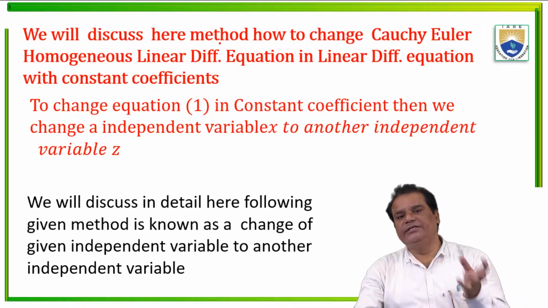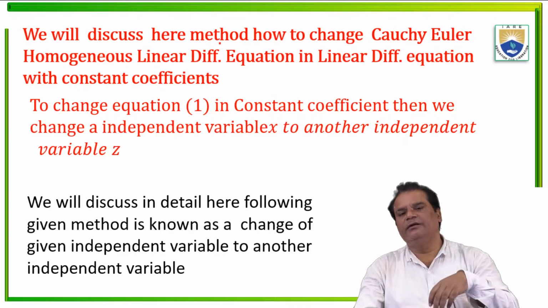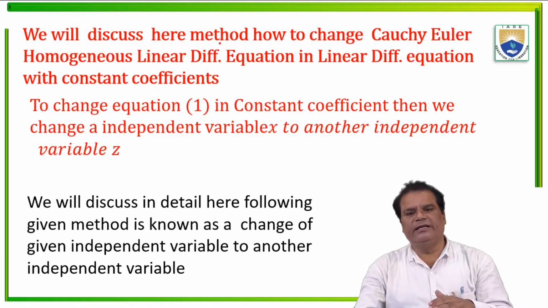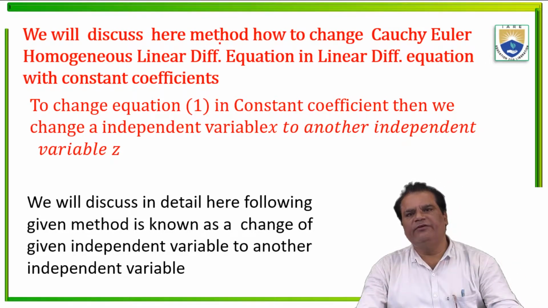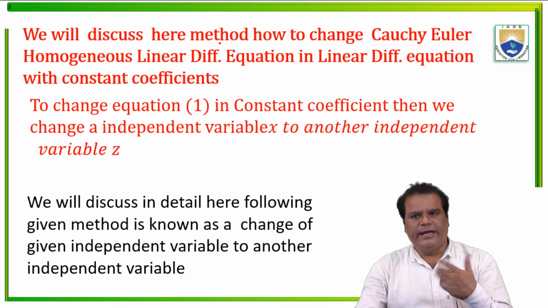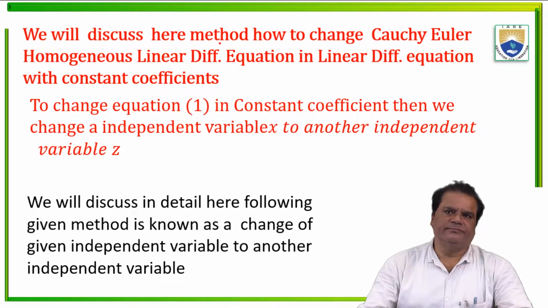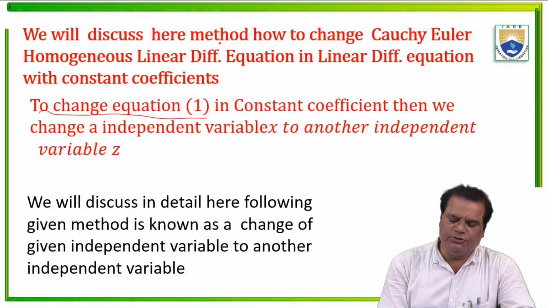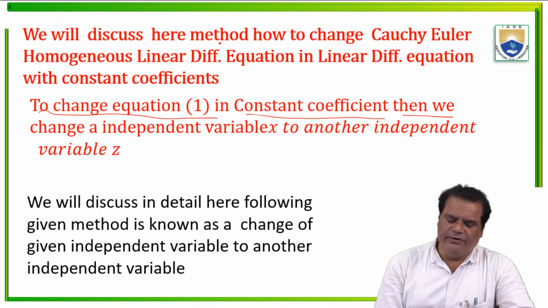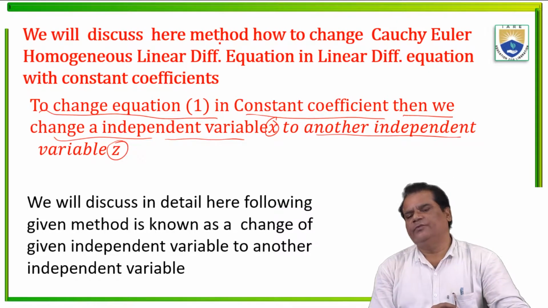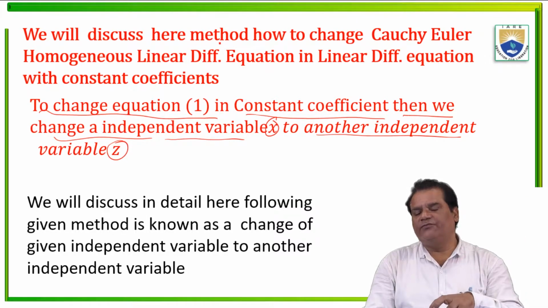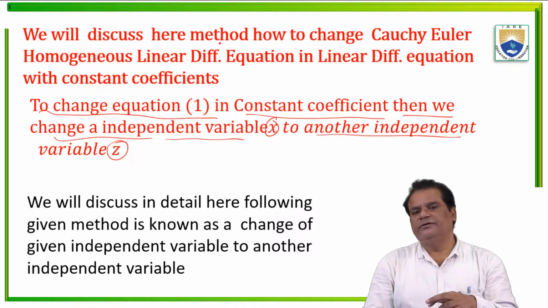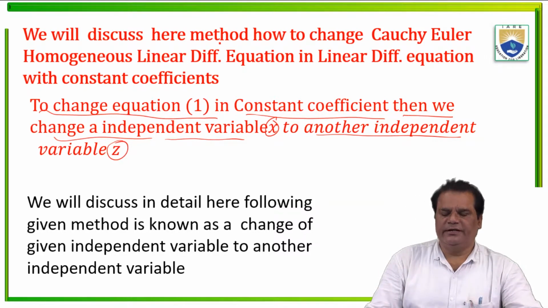The main motto is to change a homogeneous linear differential equation into a linear differential equation of nth order with constant coefficients. To change equation 1 into constant coefficients, we change the independent variable x to another independent variable z. In our question, x is the independent variable, and when we change this equation into constant coefficients, the independent variable is changed. x is converted into another variable, that may be z.